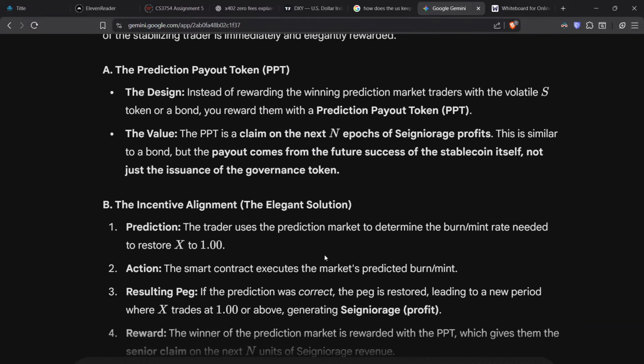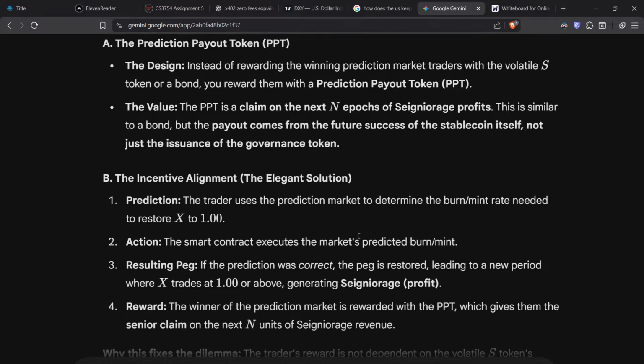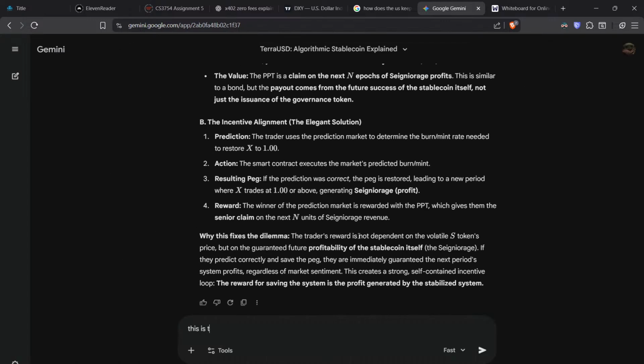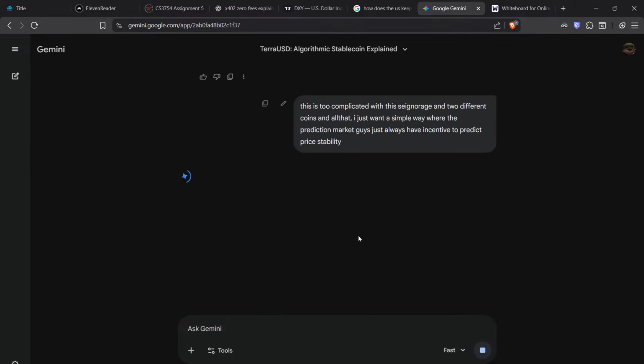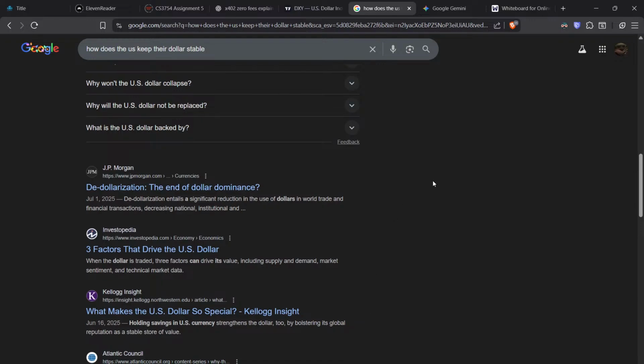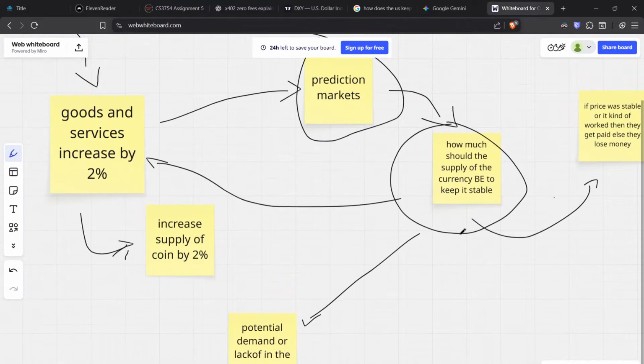This is so complicated, bro. Okay, let's. I don't think AI is gonna give me a good solution. I'm trying to think if there's any other. Basically, I get what it's saying. It's a pretty good point.